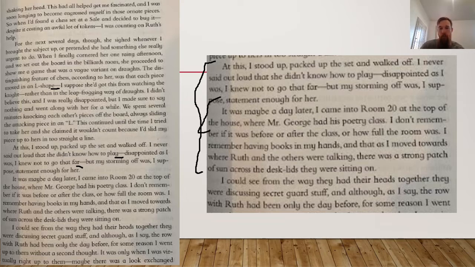So if we look at these two paragraphs, we stop here. This thing that's happening kind of ends, and then they transition. "It was maybe a day later." So in this one, they're kind of jumping forward.